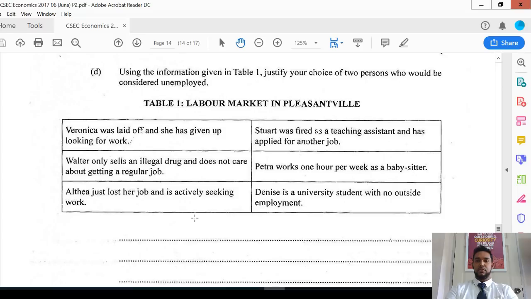Denise is a university student with no outside employment. But she's still in school. So she's not part of it. She's not part of the labor force just yet. She could choose to be, but she chooses to go to school to pursue her education.